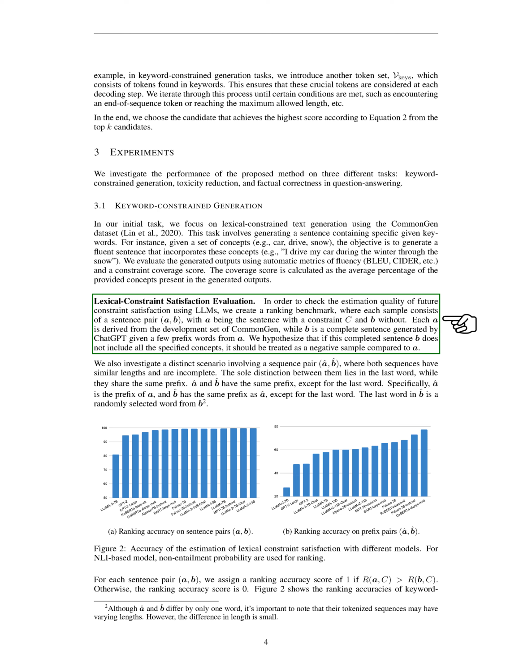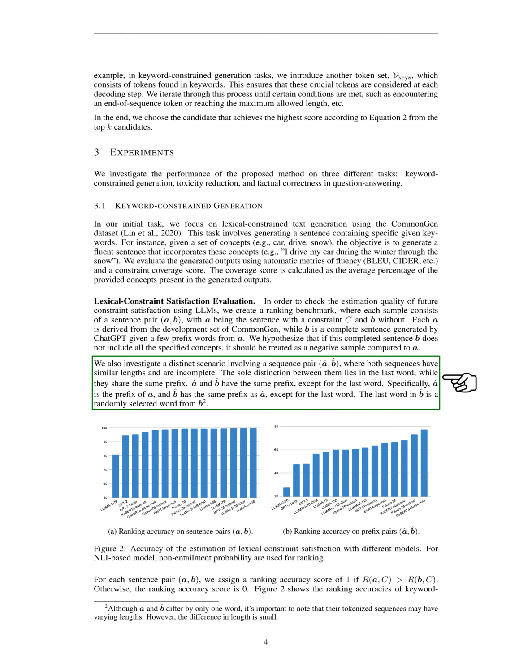Sentence A is taken from the CommonGen development set, while sentence B is a complete sentence generated by ChatGPT using a few starting words from sentence A. Our theory is that if sentence B doesn't include all the specified concepts, it should be seen as a negative sample compared to sentence A.